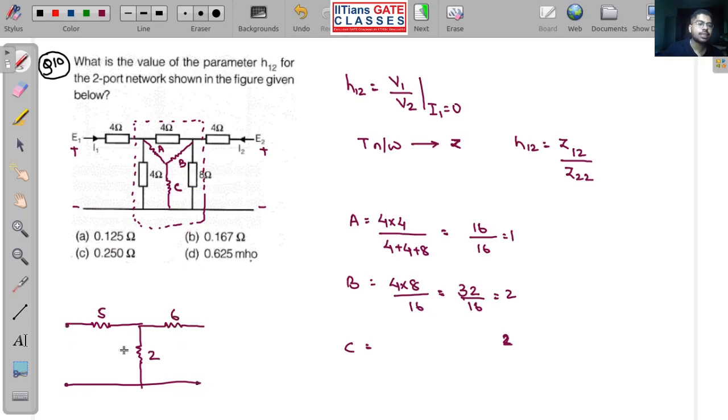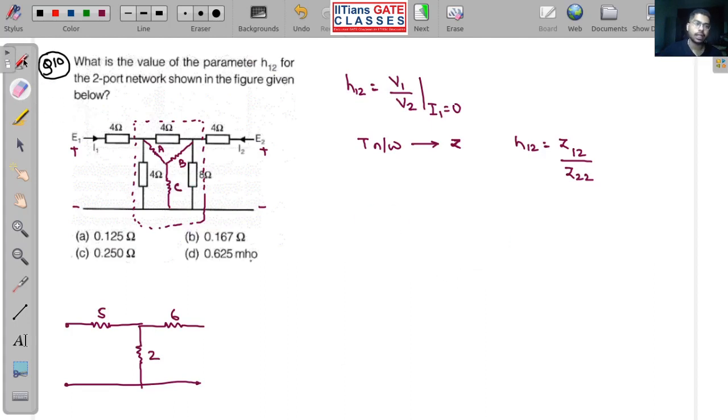Now I know how to write the Z parameters for a T network directly. If you haven't watched my lecture number 3, please watch it, because I am using most of the concepts from that lecture. Okay. So the Z matrix will be: 5 plus 2, 7; then Z12 is 2; this will again be 2; and Z22 will be 6 plus 2, that is 8. So I got my Z matrix. So once I got the Z matrix, what about H12? H12 will be what?